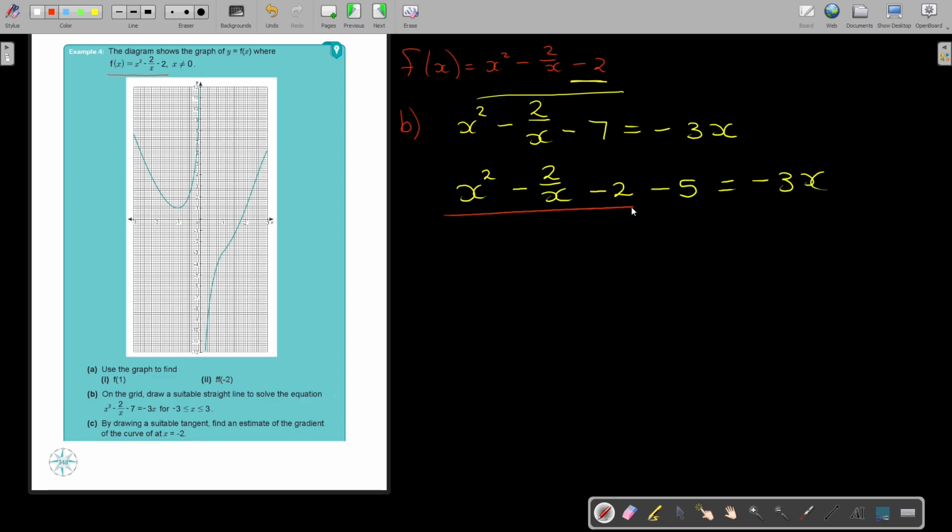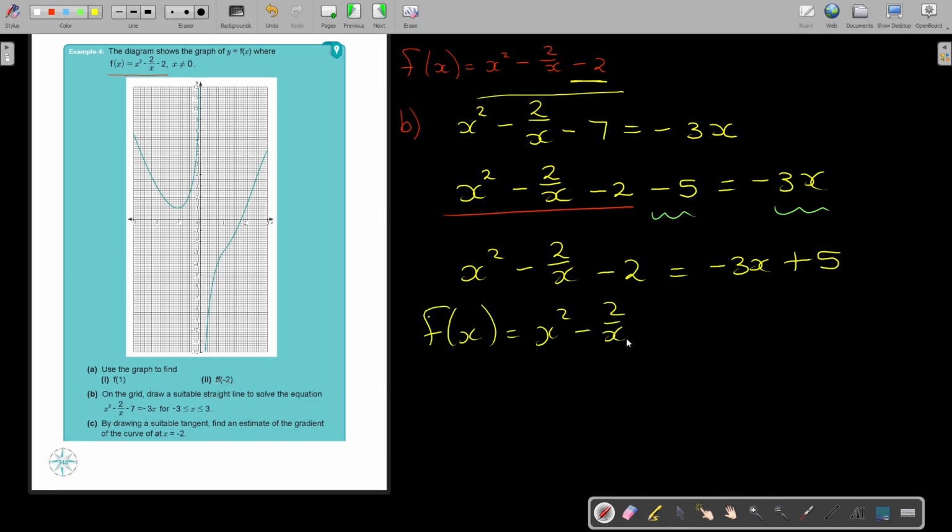Do you see that? Now I'm taking this to the other side. So I'm getting x squared minus 2 over x minus 2 is equal to -3x plus 5. So there is my 2. This is my 1. This is f(x).